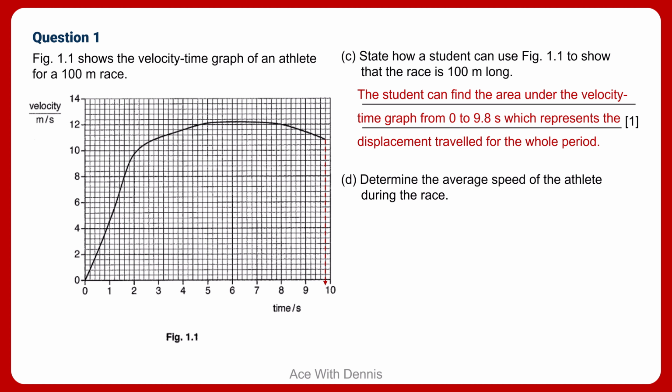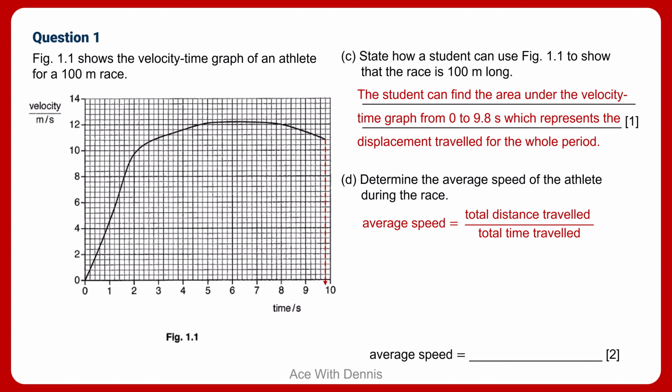D. Determine the average speed of the athlete during the race. 2 marks. So we just need to apply the average speed formula, which is the total distance traveled divided by the total time traveled. So just plug in the values, total distance traveled is 100 meters and the time is 9.8 seconds. Calculate with calculator, we'll get 10.2 meters per second rounded to 3 SF. Hence, 10.2 meters per second is the answer.